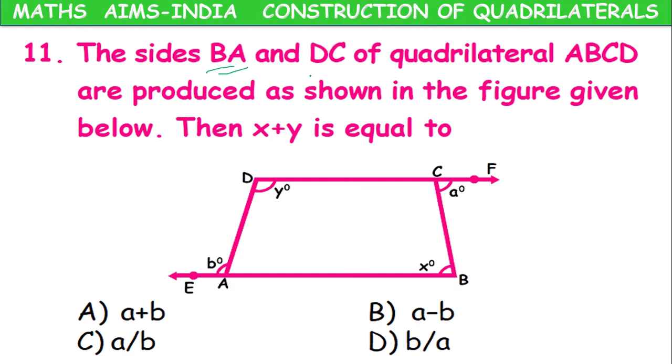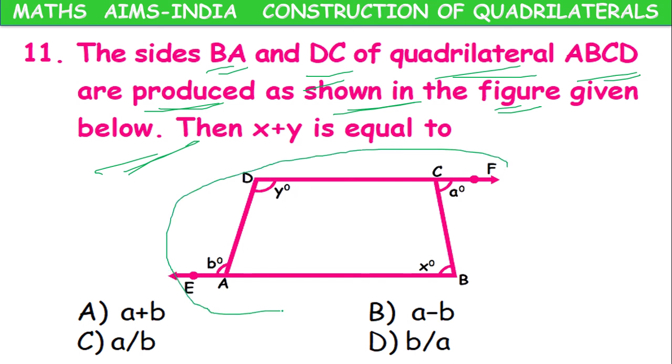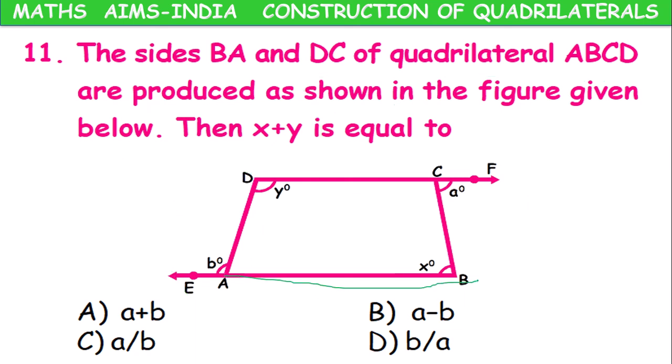The sides BA and DC of a quadrilateral ABCD are produced as shown in the figure given below. According to this figure, they have given some angles, they have extended some sides. Then x plus y equal to how much? Here side AB is extended, angle B exterior angle, side DC extended, angle A exterior angle. Two exterior angles are formed at the extension parts. Now they are asking the value of x plus y in terms of A and B.